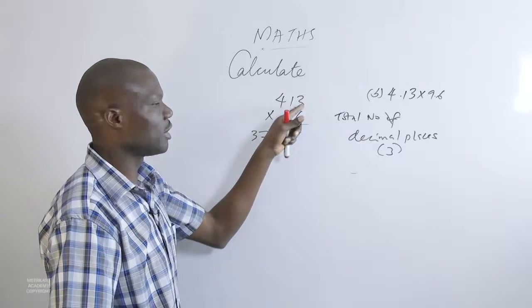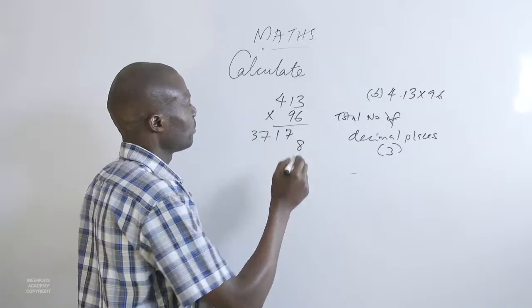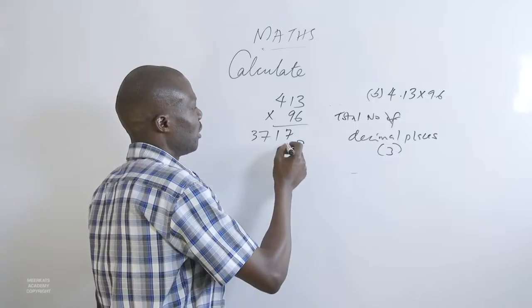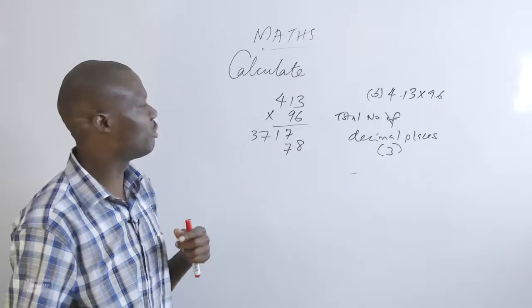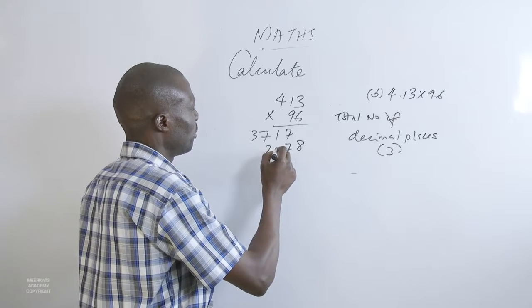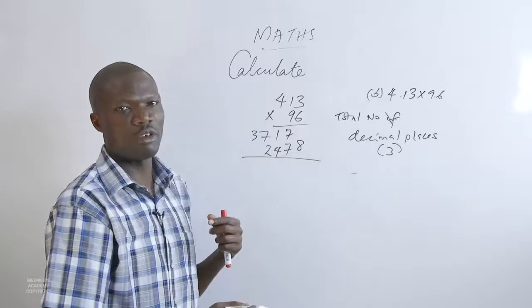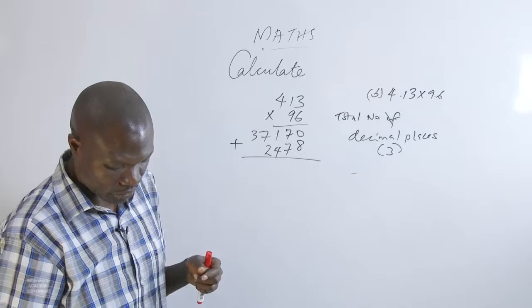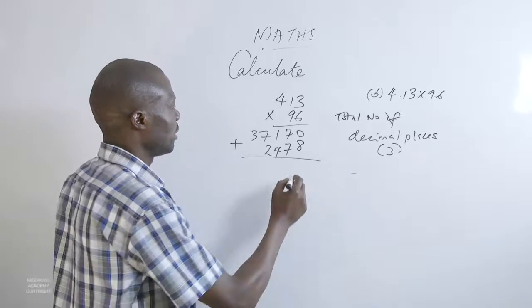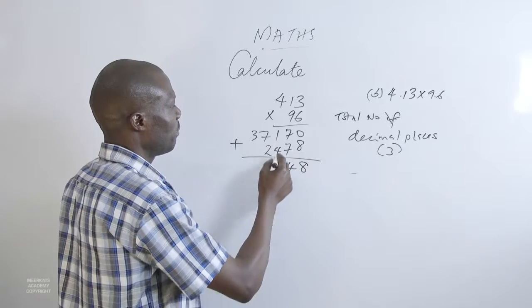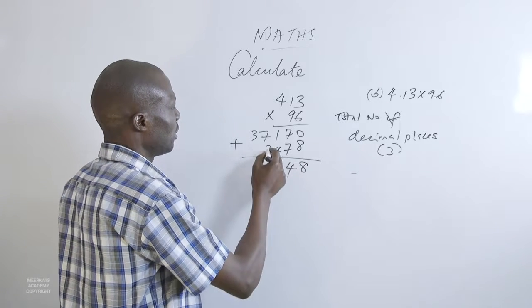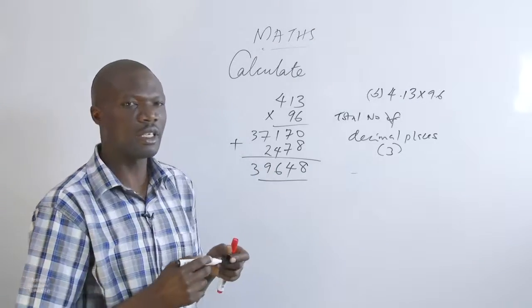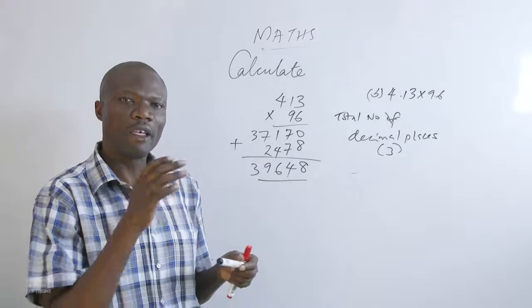This other part, it is 3 times 6, which is 18. Carry 1. 6 times 1 is 6 plus 1 is 7. 6 times 4 is 24. Nothing carried, so we have 24 here. This space here on the far right, we can have a 0, and then we do our addition. When you add this, you'll find this is 8, 14 carry 1, 5 plus 1 is 6. This one is 9, 3. So we have the figure as 39,648. Is this our answer?